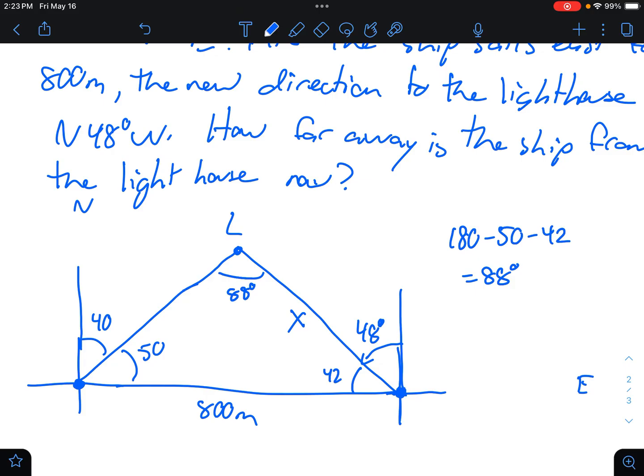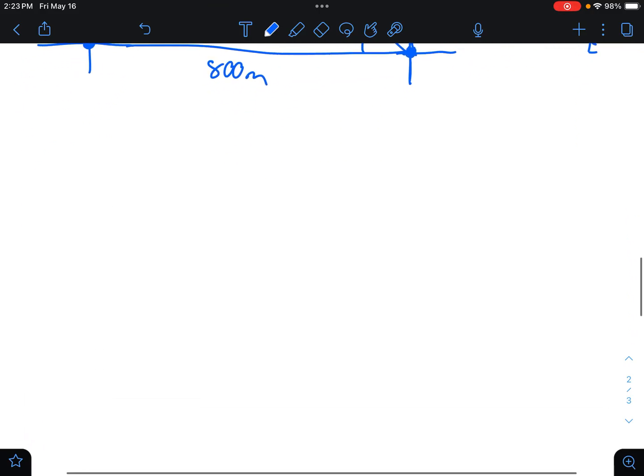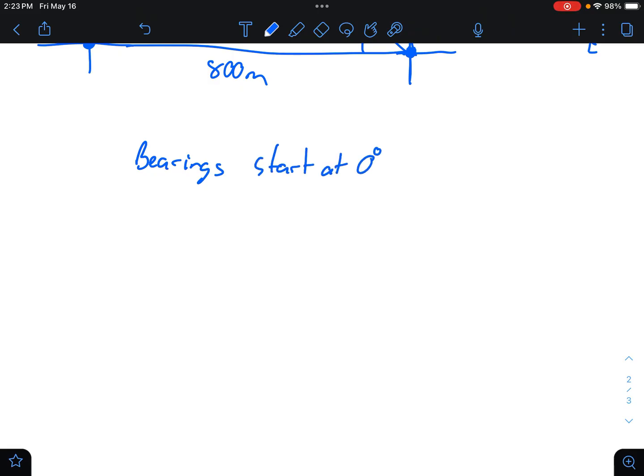Now, another thing you need to be aware of, besides directions in this style, is something called bearings. Now, bearings is a little bit different. Bearings, they always start at 0 degrees. And 0 degrees, basically what that means is straight north. And it always goes clockwise. It always goes clockwise.